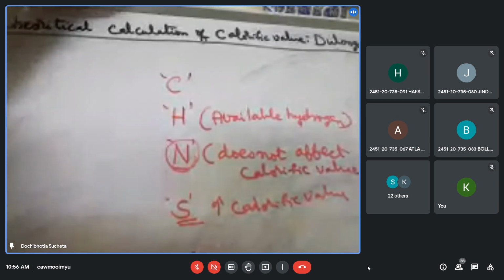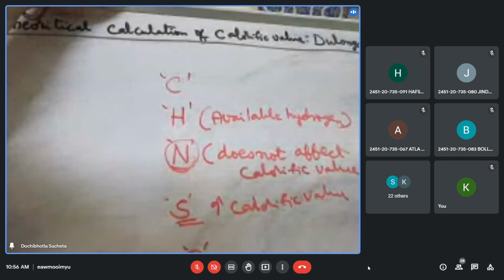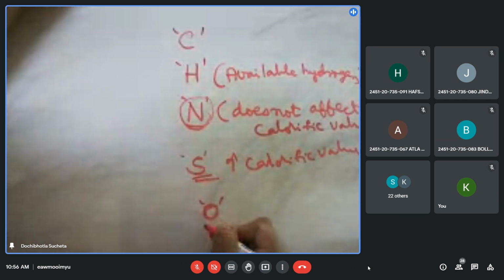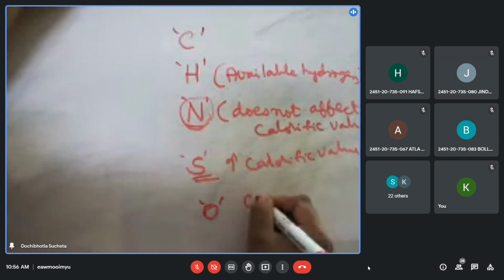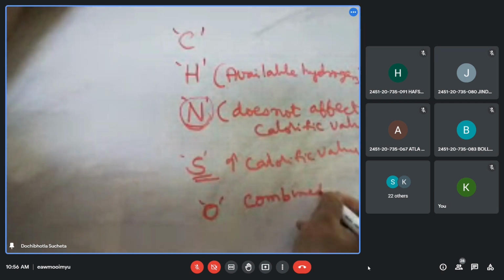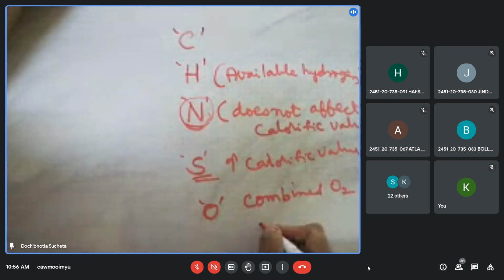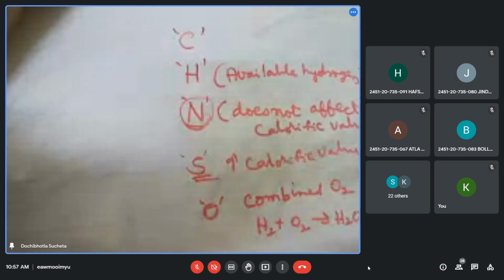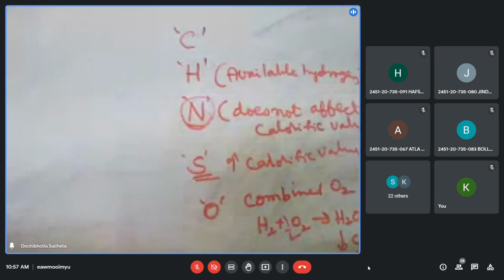Oxygen is actually the negative element. If oxygen is present in the fuel, it is not present as free oxygen, it is always present as combined oxygen. How is it present in combined state? It quickly reacts with hydrogen to form H2O, which contributes to the moisture content and decreases the calorific value. That is the discussion.